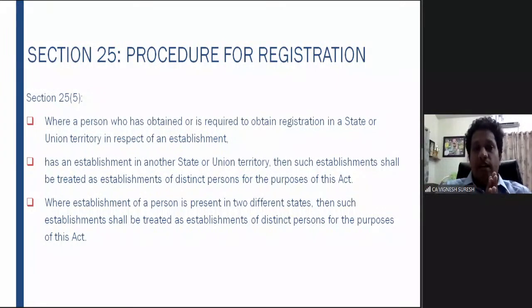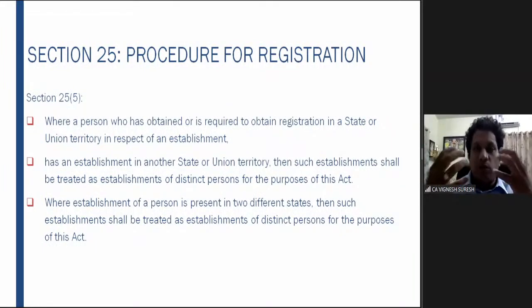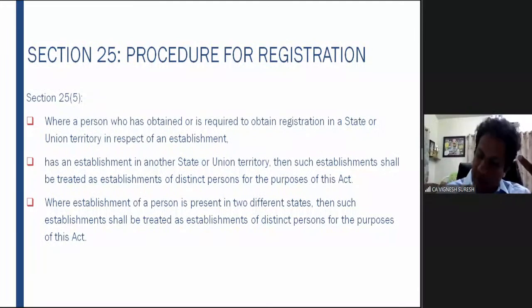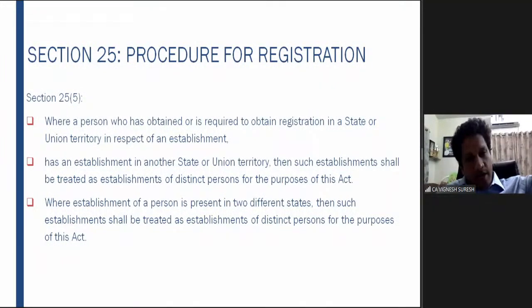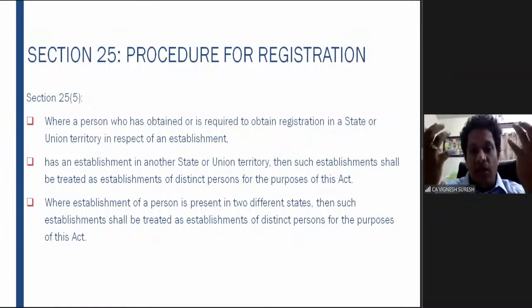So what does this 25 subsection 5 say? It says that where a person who has obtained or is required to obtain the registration in respect of an establishment... So if you have a company, you have opened a company in one state, you open another company in another state, right? Then such establishments, these two companies, are to be treated as establishments of distinct persons.